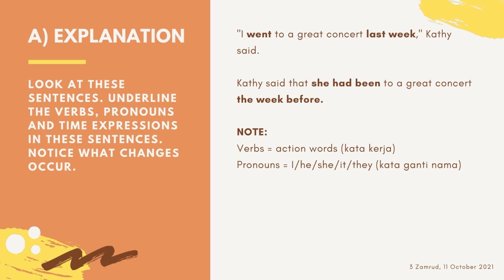So we need to notice first the verbs and then the pronouns. Let's look at the first sentence there. The verb which has been put in bold is the word went. "I went to a great concert last week." The word went is the verb. Now when we change it into a reported speech, we don't maintain the word went. Instead, we change it to had been. From the word went, we change it to had been.